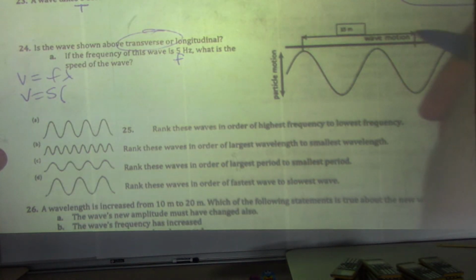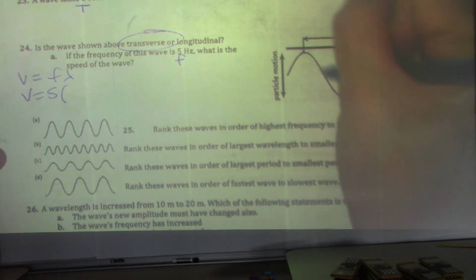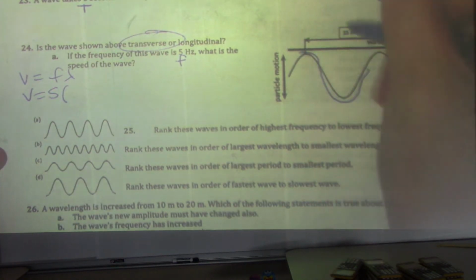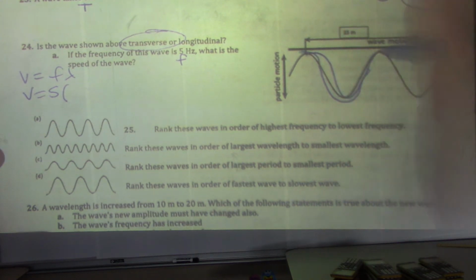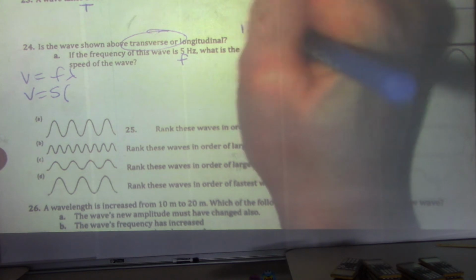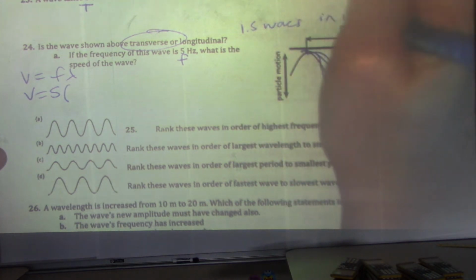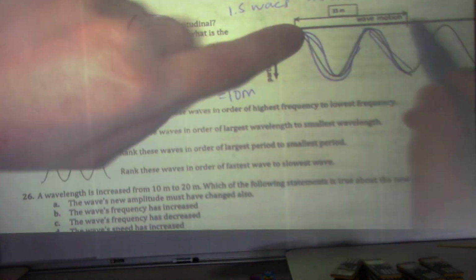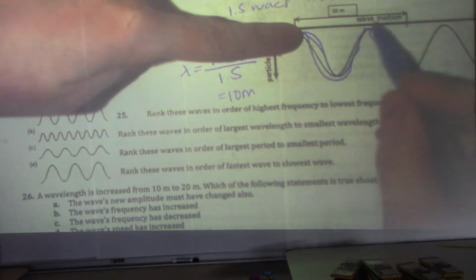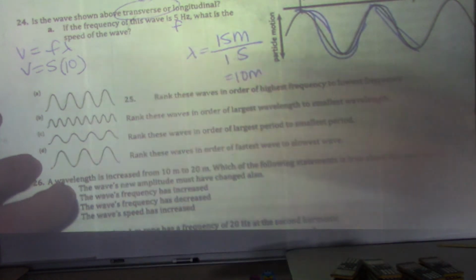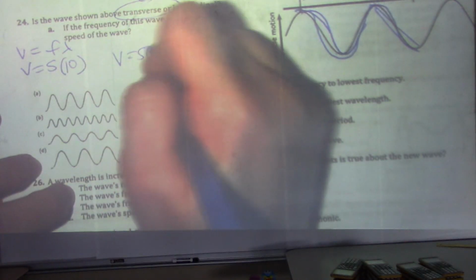Now, wavelength is the length of one wave. I've been given 15 meters, and this is one wave and a half. So if I have 1.5 waves in 15 meters, to find the wavelength, I'm just going to divide the meters by how many waves I have. That gives me 10 meters, which is totally reasonable. If this is 15, then this could definitely be 10, right? Makes sense. So I plug in a wavelength of 10, and V is 50 meters per second.